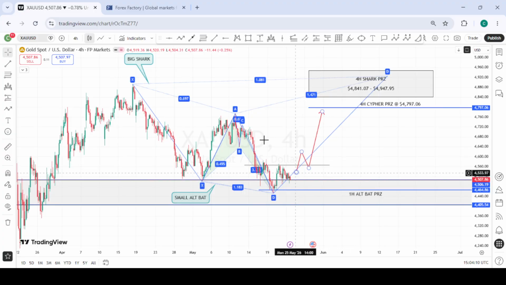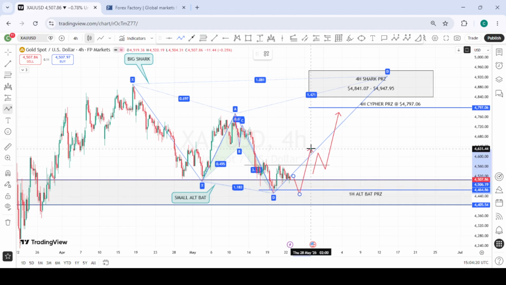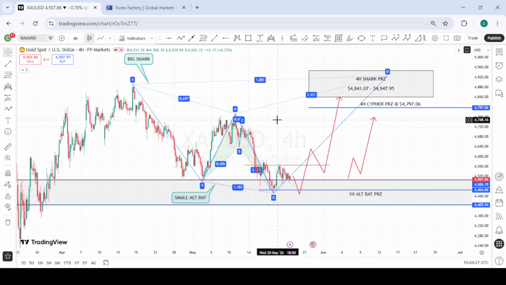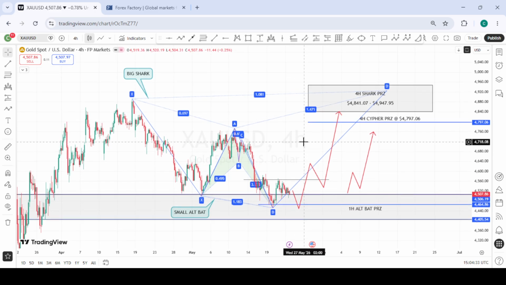We can also have a double bottom formation. Price can also form a double bottom right here, or give us a double bottom formation right here. Come for a bullish momentum, come for another retest, and continue to the upside for gold. So we just be on the lookout for that, either a double bottom formation or an inverse head and shoulder formation from this area of interest. Then we take our buys to the upside for gold.